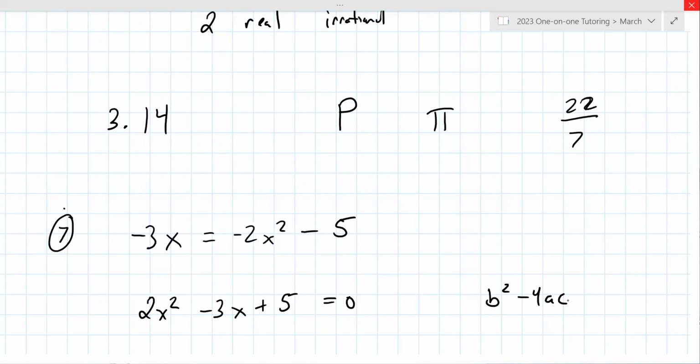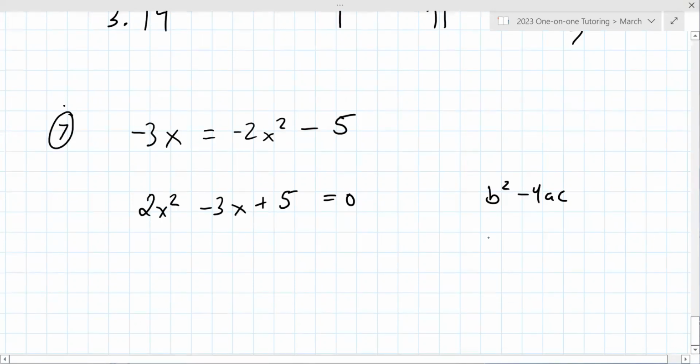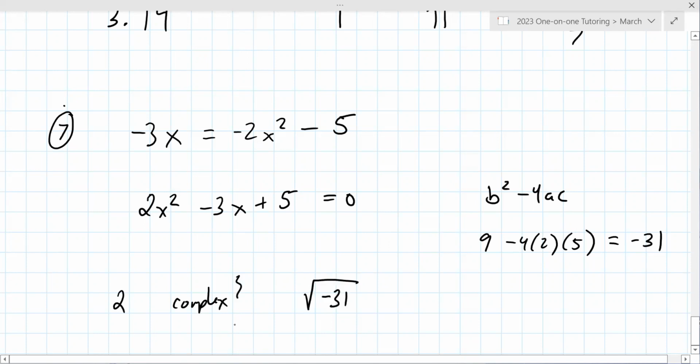Okay, I got negative 31. Okay, so we got 9 minus 4 times 2 times 5. Yes, that looks correct. So this one is two complex numbers. I said imaginary. That it's got a real and an imaginary part. They are complex. The books generally don't distinguish between the nice ones and not nice ones, but the idea is it's the square root of negative 31.